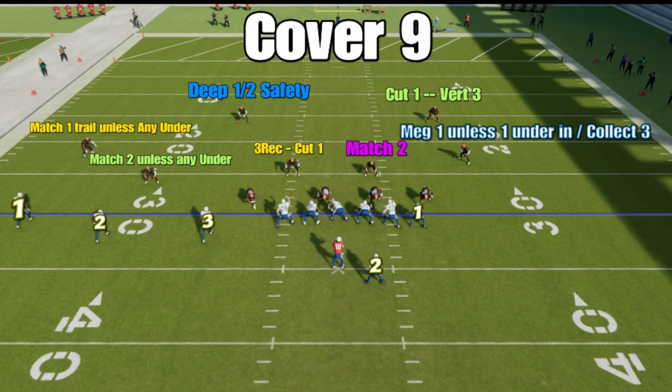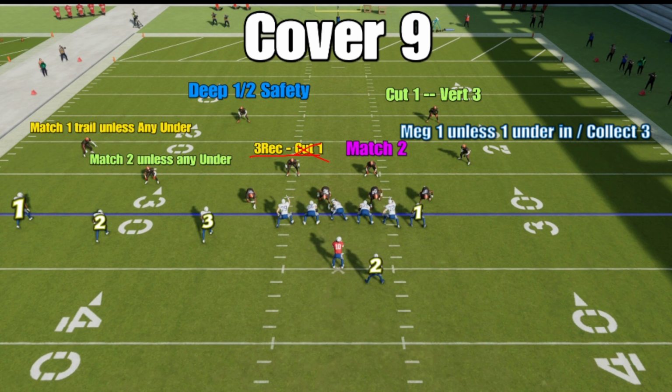Okay? But in an instance where we get something like this, well, then he's not going to match that because we have an under from the one, two, or three. So then he will just play his regular vert hook responsibility. Okay? So, moving on to this guy, he's a three receiver hook player, and he cuts the one.